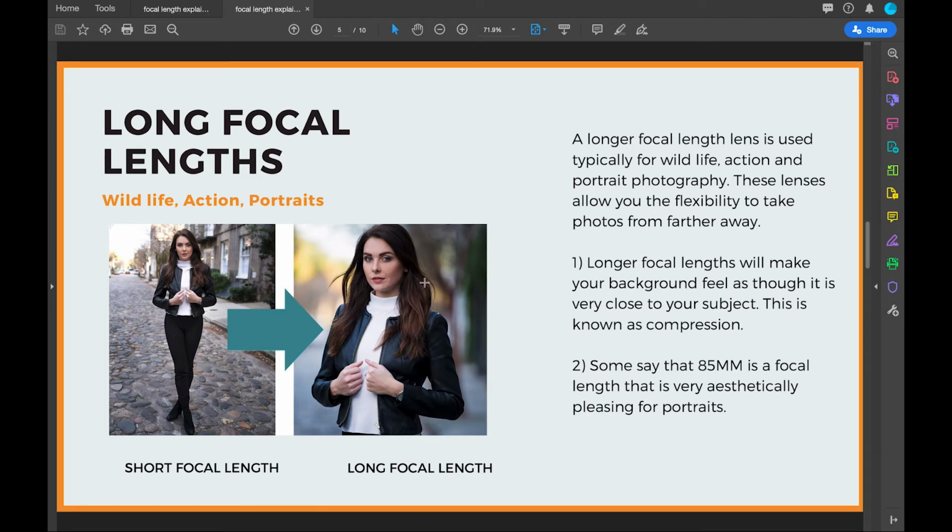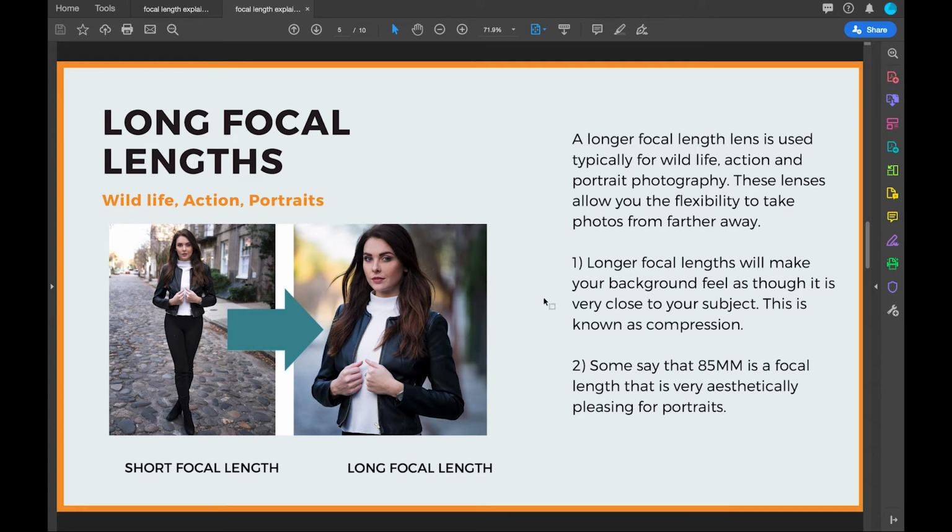And this is known on the right hand side as compression, and you are going to get compression from a longer focal length lens. On a shorter focal length lens, again, you feel like you are looking through a peephole, or almost like spying on your subject here. So keep in mind that the compression will drastically change how your image will look.